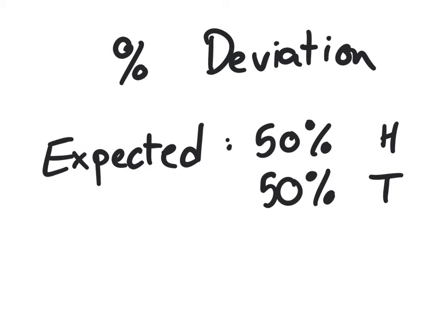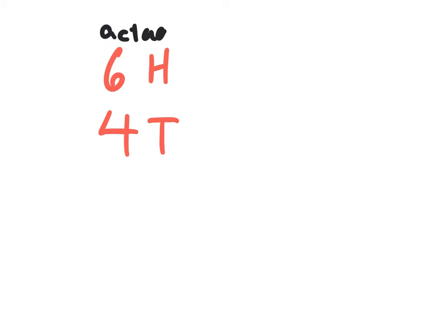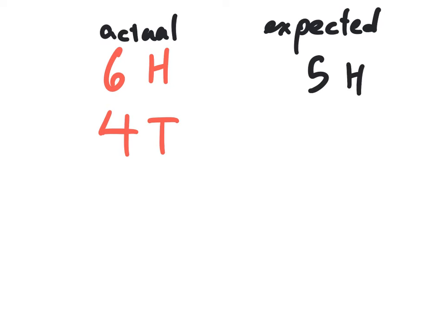The last thing that I'm going to talk about in this video is percent deviation, which is also known as percent error. So if you expect 50% to be heads and 50% to be tails when you're flipping a coin, we're going to look at how to calculate percent error. Let's say that my results are 6 heads and 4 tails. This is my actual. My expected is 5 heads and 5 tails, right? 50%, 50%.